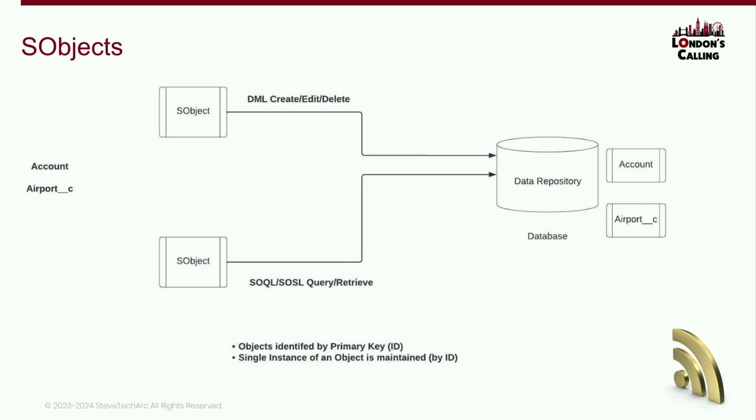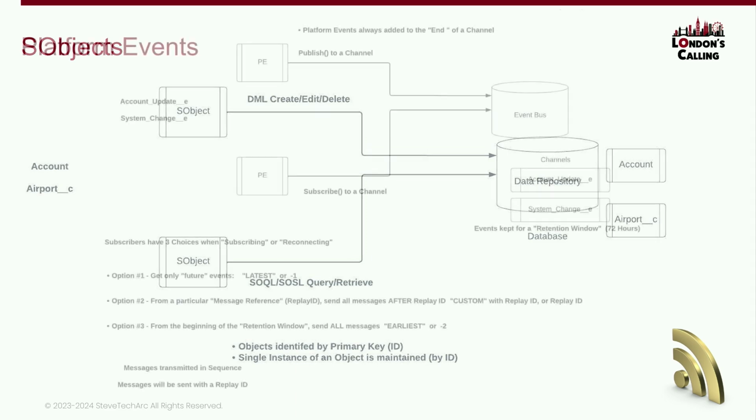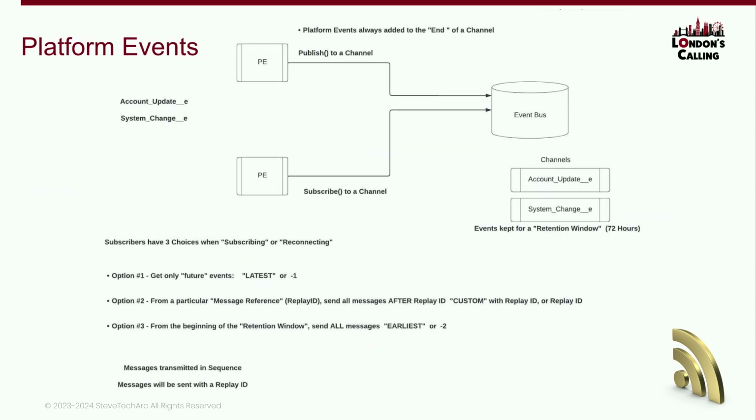That is how sObjects work. What are platform event objects? What's their suffix? E. So instead of sObjects, we have eObjects. So eObjects work a little differently. I publish to a channel. Instead of inserting, I publish. Different concept, publish. I can't query, but I get 3 choices when I want a platform event.